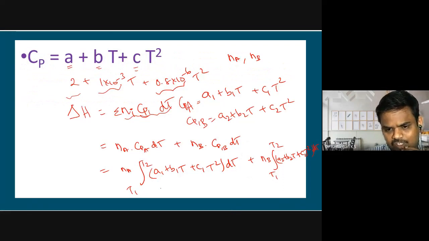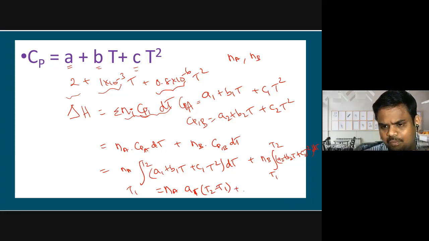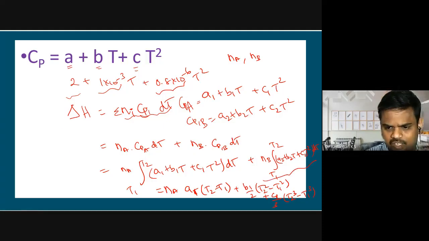After integration, what we are going to get is Na into A1 into T2 minus T1, plus B1 by 2 into T2 square minus T1 square, plus C1 by 3 into T2 cube minus T1 cube. The same way we can write for the Nb term also. So that way we can integrate it.